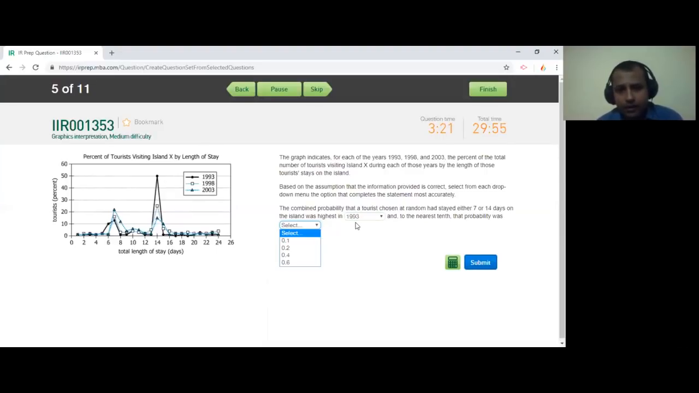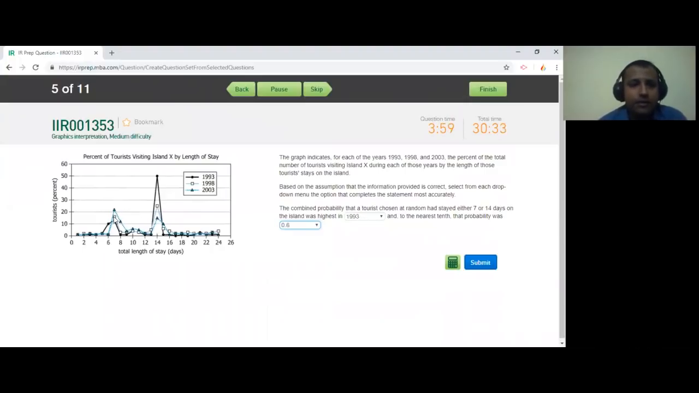But just to be on the safer side, it would be good to very quickly do the calculation. See, the answer is indeed this. So let me very quickly do that. For the black line, 93, at the 7-day mark it is around 12 or maybe 13, right? And it's 50 exactly at the 14 days. So the sum is 0.62 something. So that is the highest one.